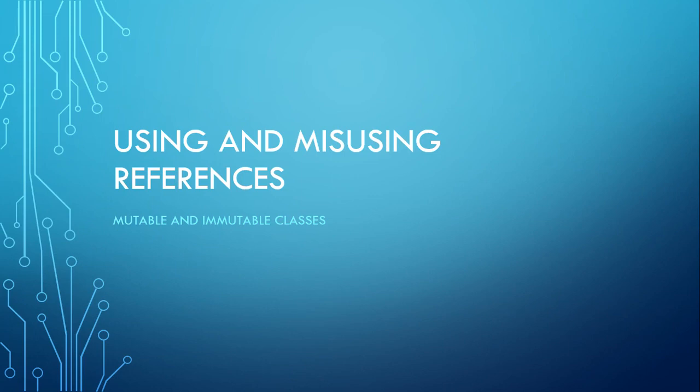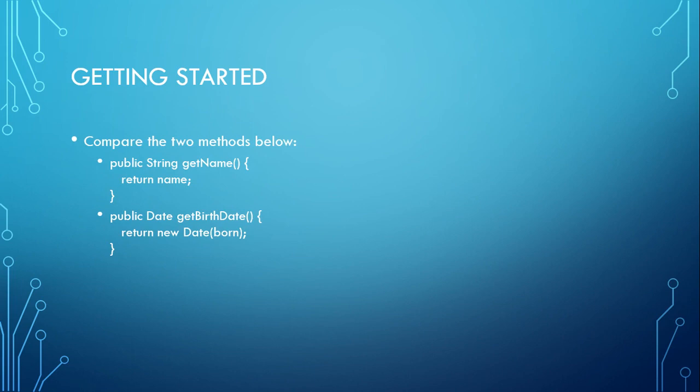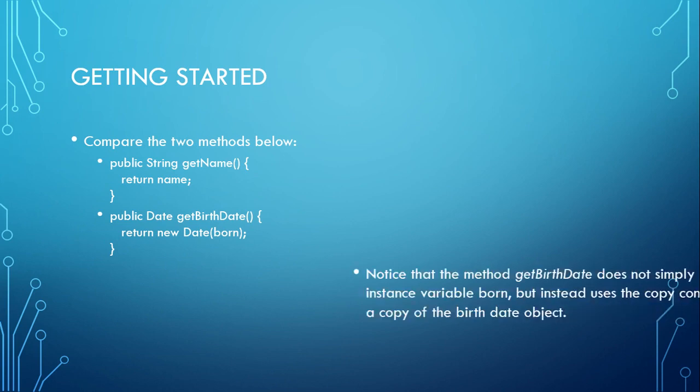Welcome back, students. Today we're going to be continuing our discussion about using and misusing references as we talk about the difference between mutable and immutable classes. So getting started, let's compare these two methods: public String getName, return name, and public Date getBirthDate, return new Date(born).